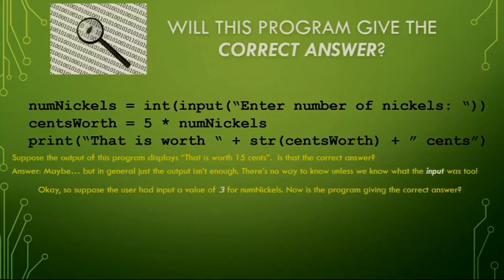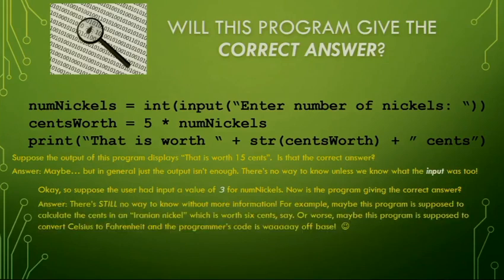So Joe, is 15 the correct answer? If the user puts in 3, and this program outputs 15, did the program work? I lied when I said no more trick questions. Seems a little bit tricky. Go ahead and click. There's still no way to know because we don't know what the program was supposed to do.